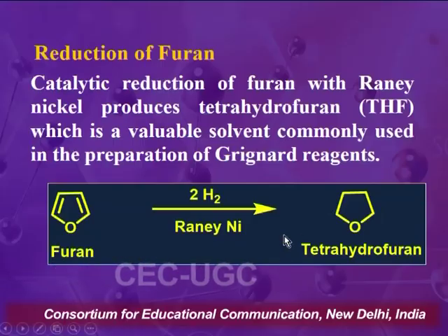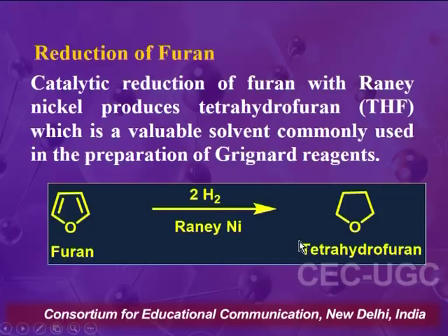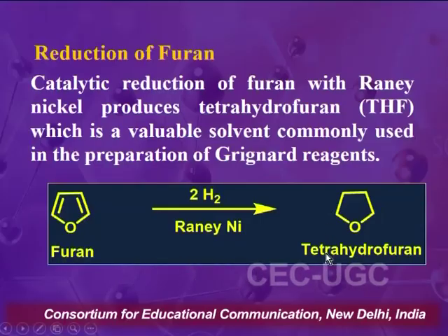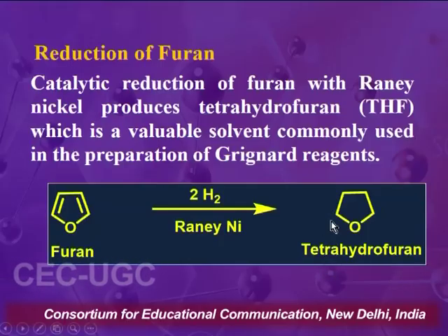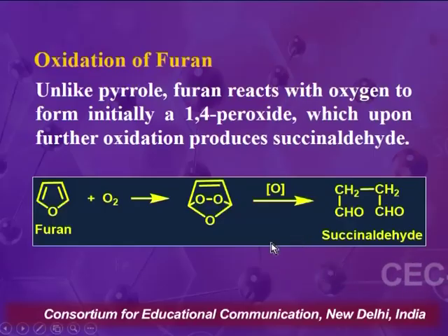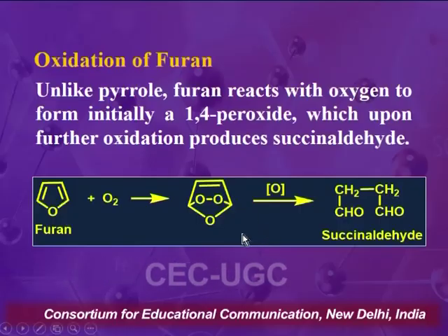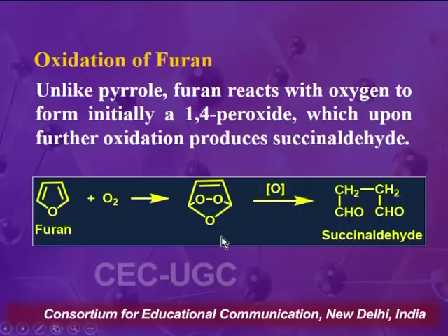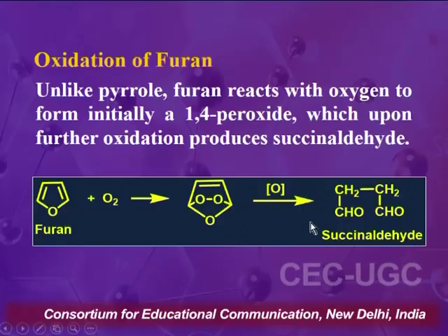And we know very well about tetrahydrofuran, which is a valuable solvent that is commonly used in many organic syntheses. And one of the examples is that it is used in the preparation of Grignard reagent. The next reaction of the furan is oxidation of furan. So unlike pyrrole, furan reacts with oxygen to form first of all a 1,4-peroxide molecule, which upon further oxidation produces succinaldehyde as the final product.